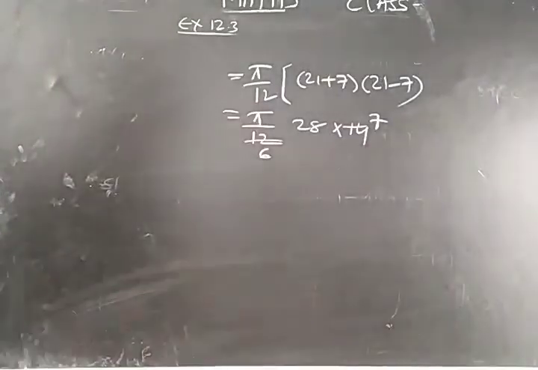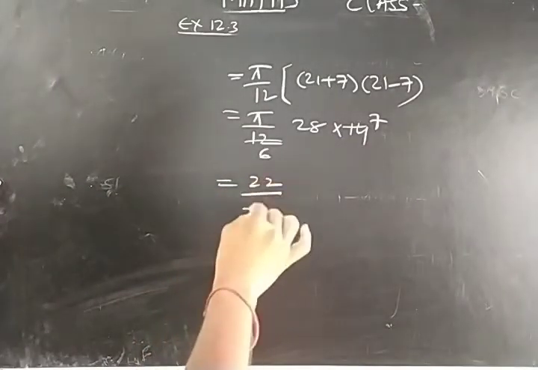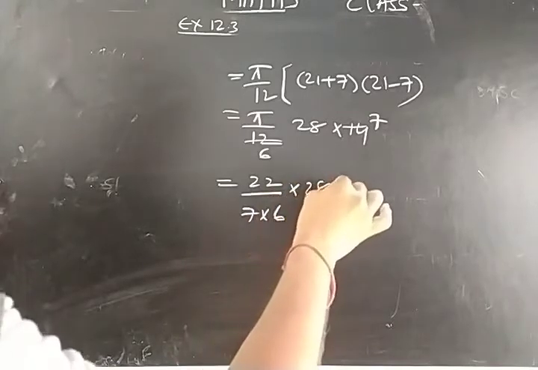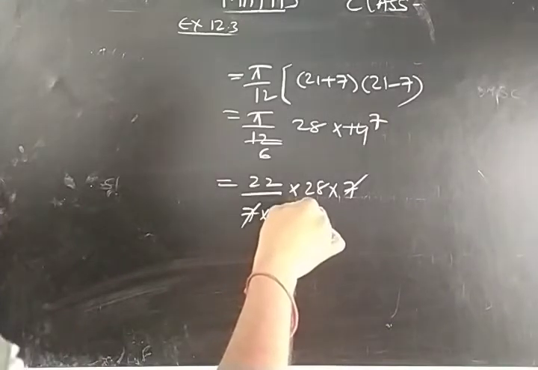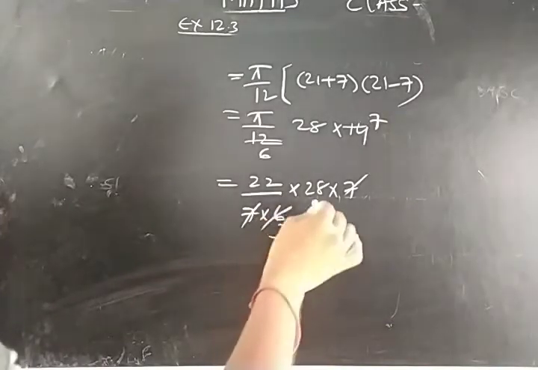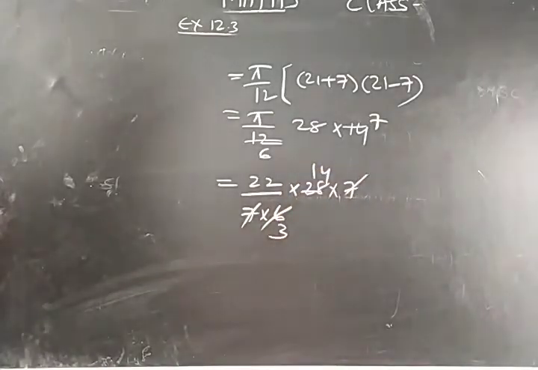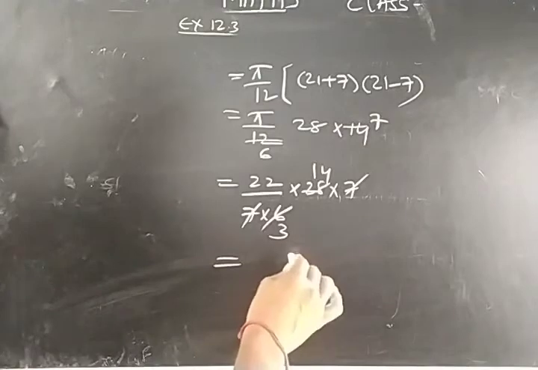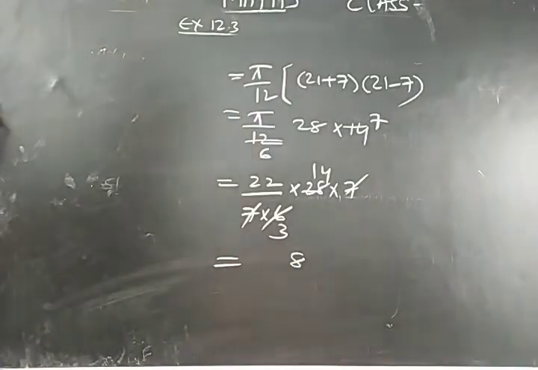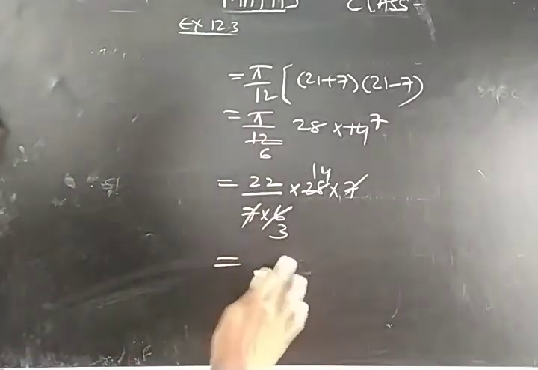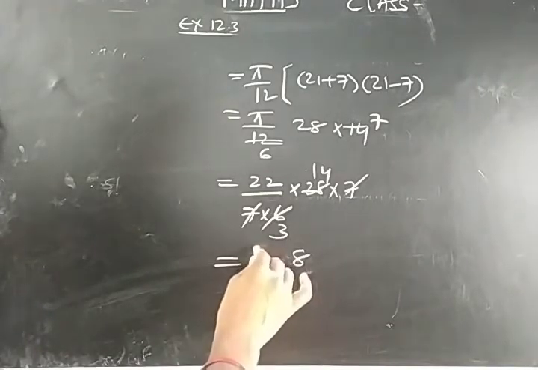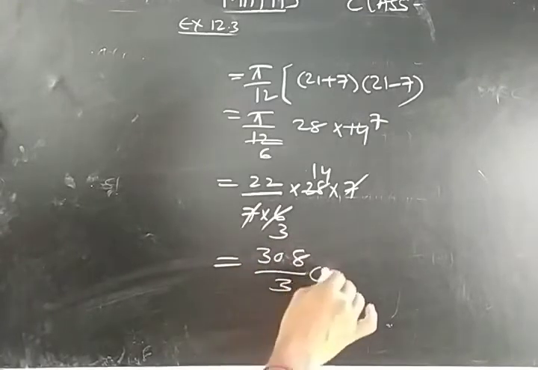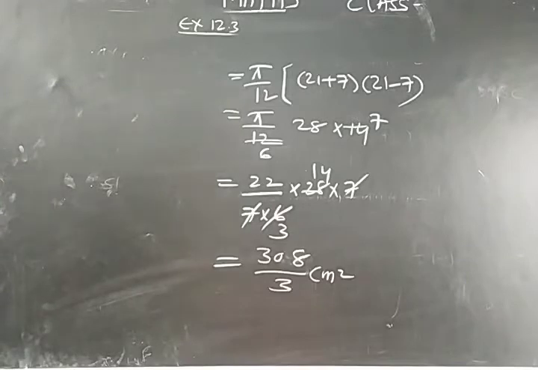Now substituting the pi value, 22 by 7 into 6 into 28 into 7. 7, 7 cancel. 6 twos are 12, so 2 and carry over; 14 twos are 28; 22 fours are 88, and 22 plus 8 is 30. So 88 centimeter squared is the required shaded region area.